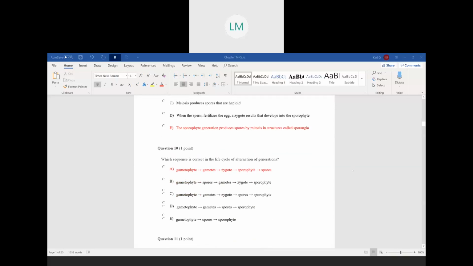Question 10, which sequence is correct in the life cycle of the alternation of generations? The correct answer here is A. So the gametophyte produces the gametes through mitosis, right? We're going from a multicellular haploid structure in the gametophyte to unicellular haploid structures. Even though we're changing the number of cells, we are not changing the amount of genetic information, so that is mitosis.